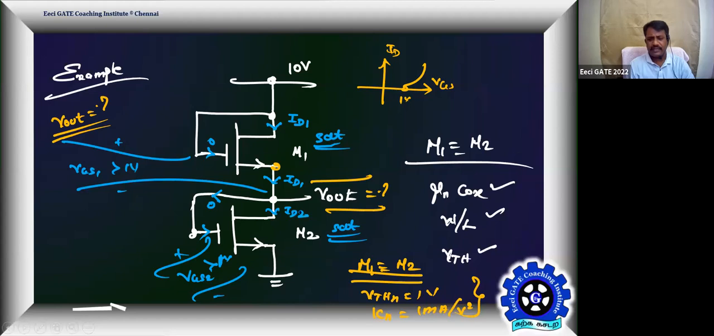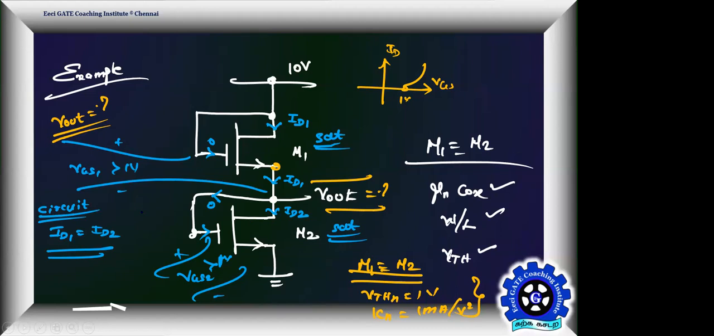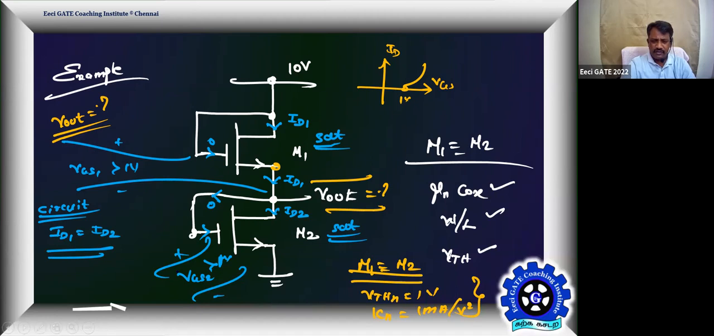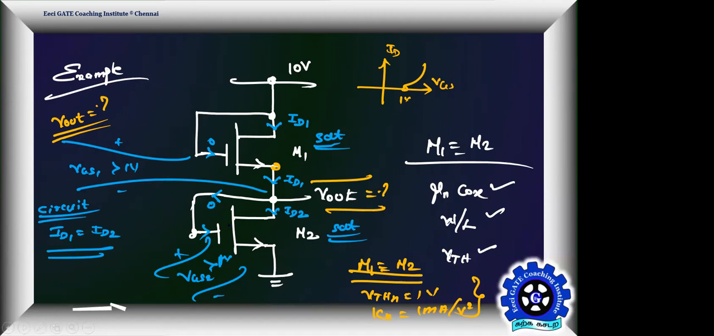Now the circuit says something. As per the physical circuit connection, the circuit says that ID1 cannot be different from ID2. This is by circuit way. The circuit says ID1 is equal to ID2. That's where the problem begins.